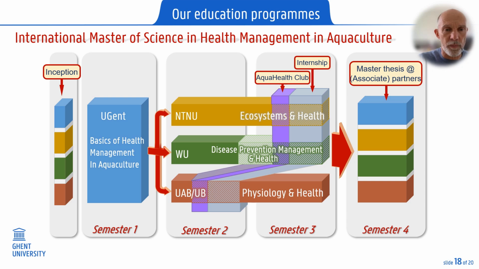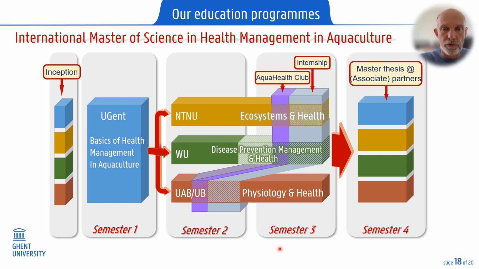The structure of our program starts with a preparation period before the academic program starts. Our first semester focuses on basics of health management and aquaculture. Then our students can choose among one of the 3 learning paths that we are offering. The learning path at NTNU Trondheim in Norway is about ecosystems and health. In Wageningen, the learning path focuses on disease prevention management. And in Barcelona, the topic is physiology and health.